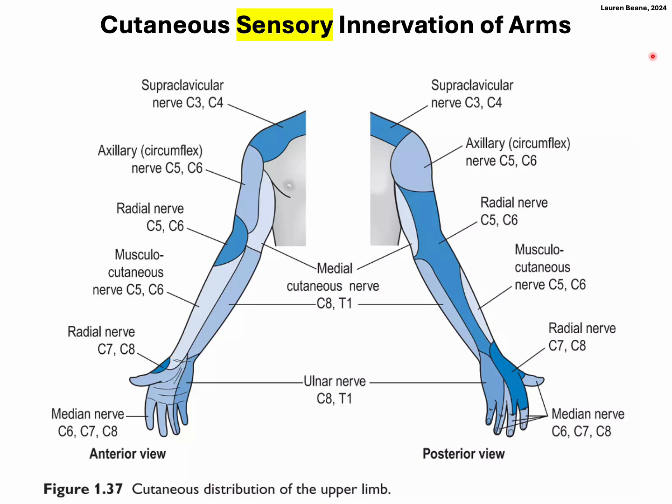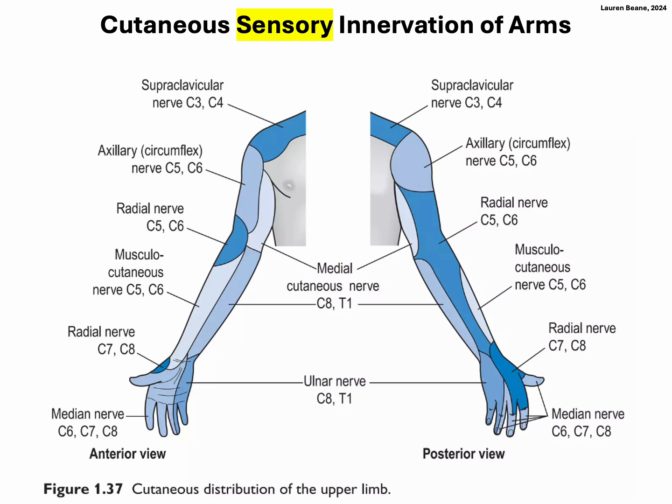So I don't want to neglect the sensory function of these nerves of the brachial plexus. I'm not going to make you memorize any of this, but I'm just showing you a color code of these different nerves and where they're providing sensory information.